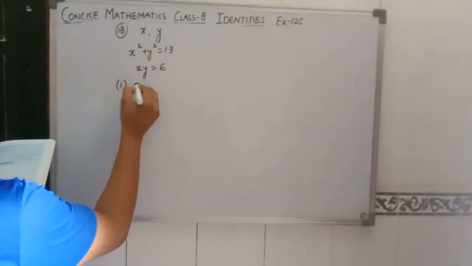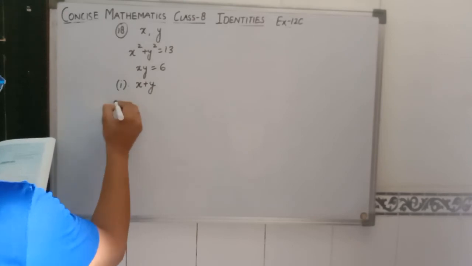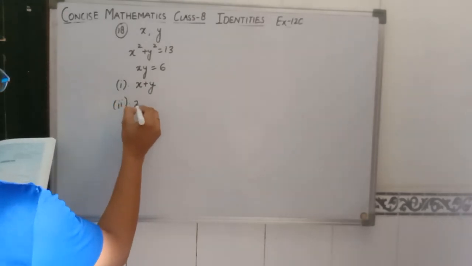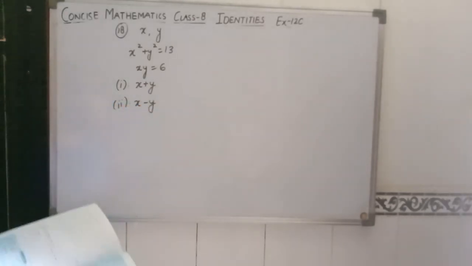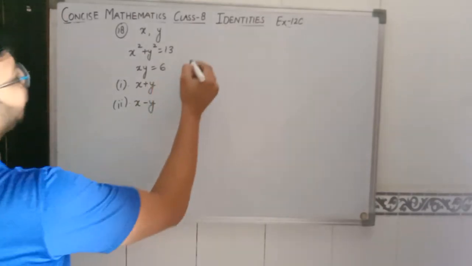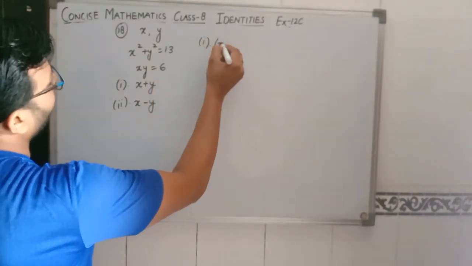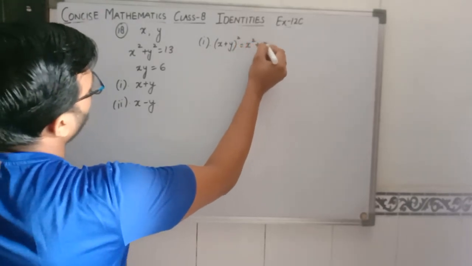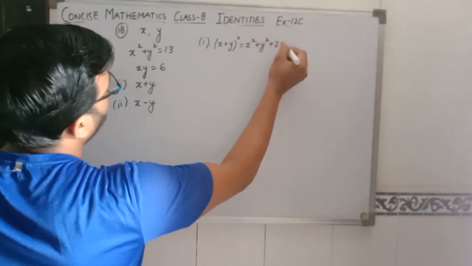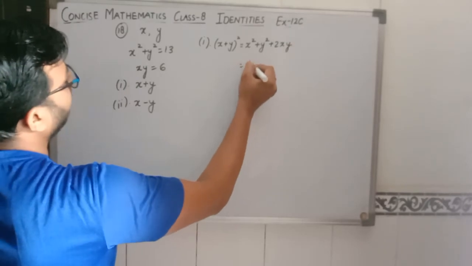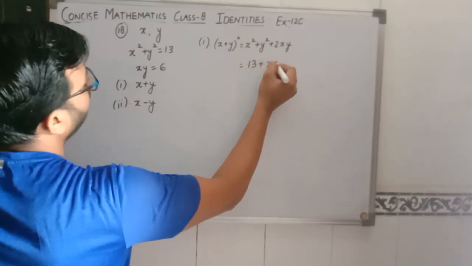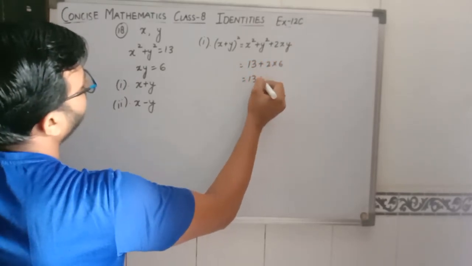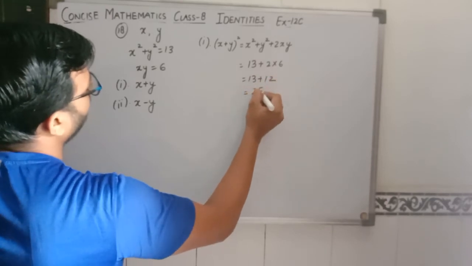We have to find the sum of two numbers, means x plus y, and the second thing is the difference between them, x minus y. Again the question is very same. So for the solution of the first part, we have to apply x plus y whole square, that is x square plus y square plus 2xy. The value of x square plus y square is 13, 2 into 6, so 13 plus 12, the value is 25.